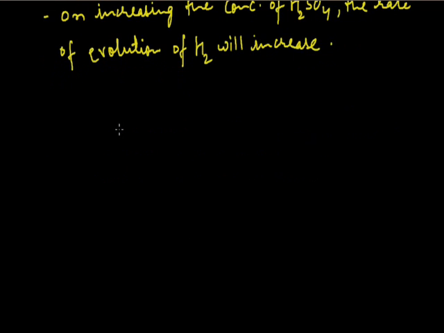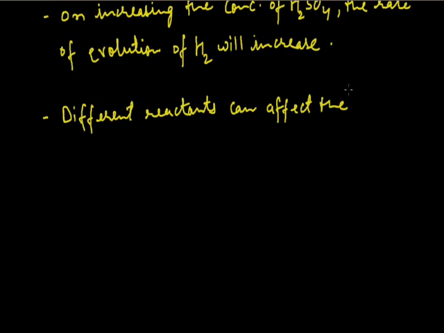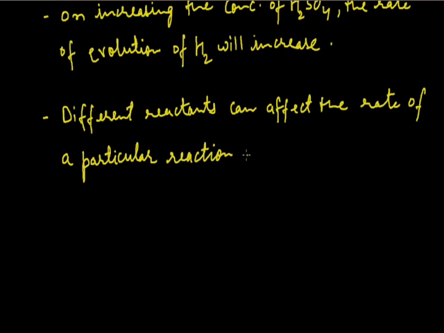Different reactants can affect the rate of a particular reaction to different extent. It can be explained with the following example.